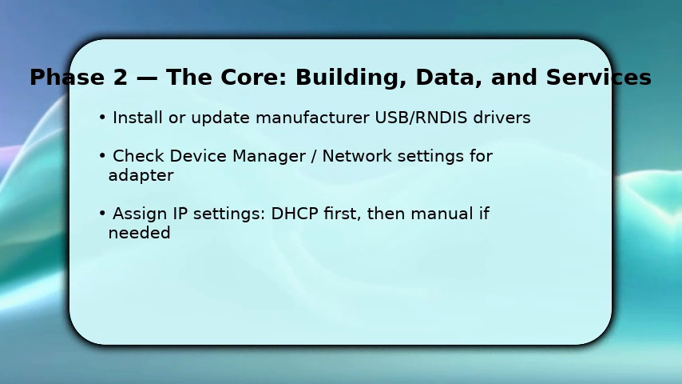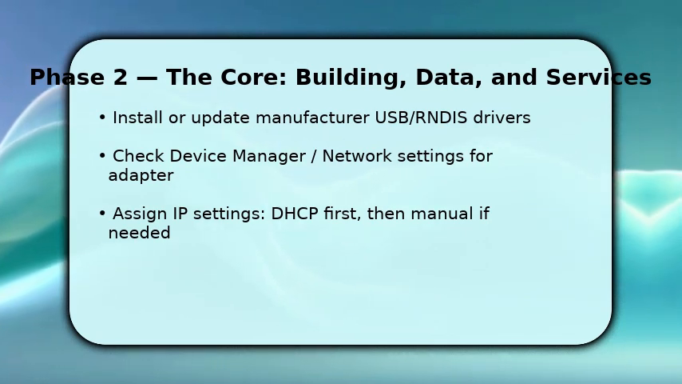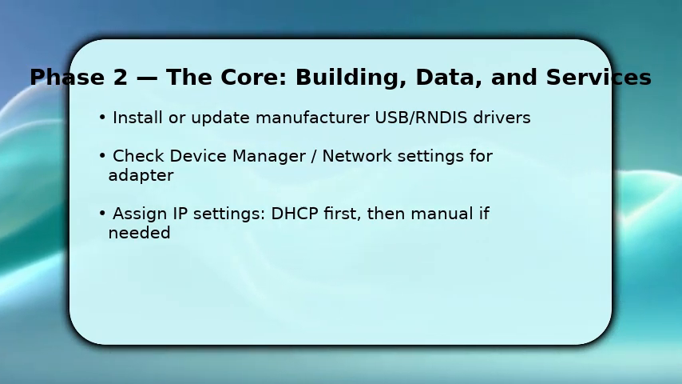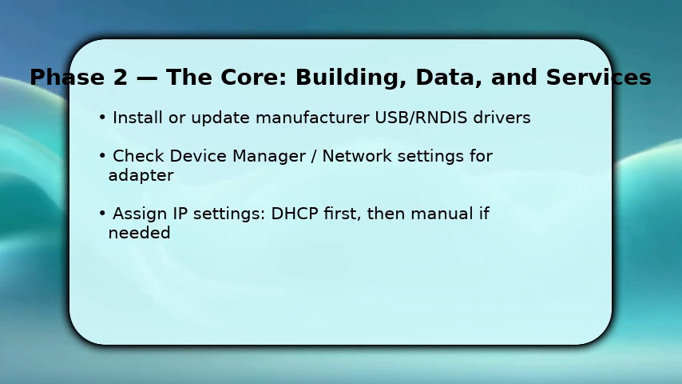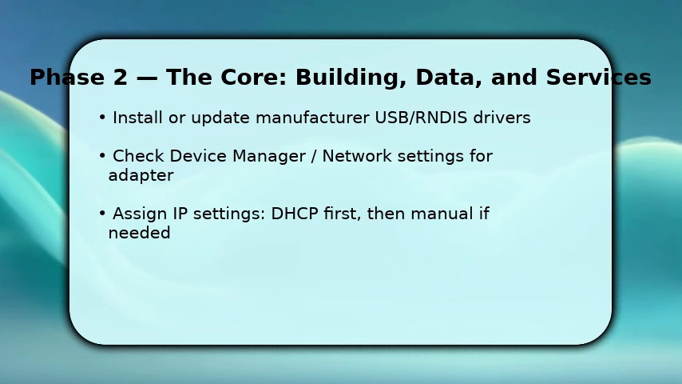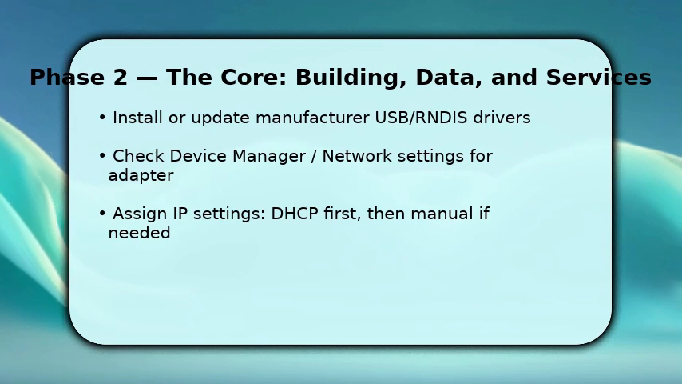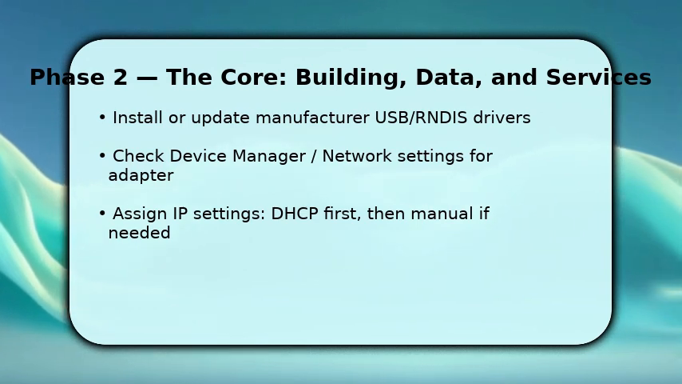Next, try DHCP. Most phones provide an IP automatically. If DHCP fails, assign a manual IP on both ends using private ranges like 192.168.42.X and subnet 255.255.255.0. You finish by validating connectivity and resolving last-mile issues.